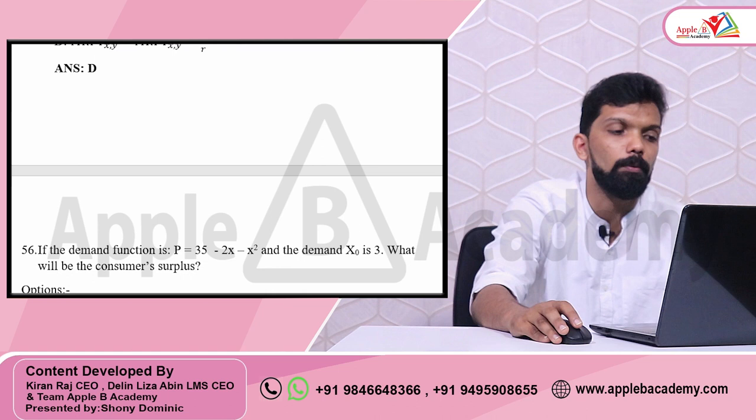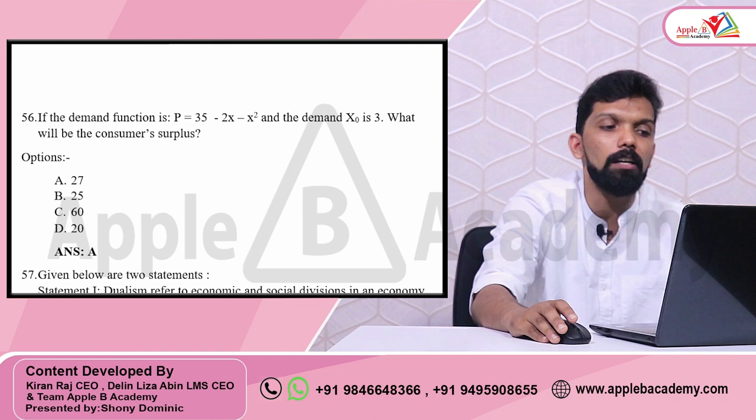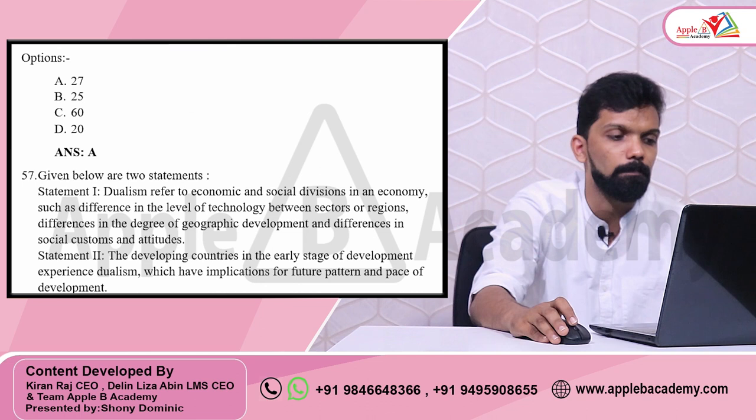Question number 56. If the demand function is P equal to 35 minus 2x minus x square and the demand x0 is 3, what will be the consumer surplus? The options are 27, 25, 60 and 20. So the right answer is 27.